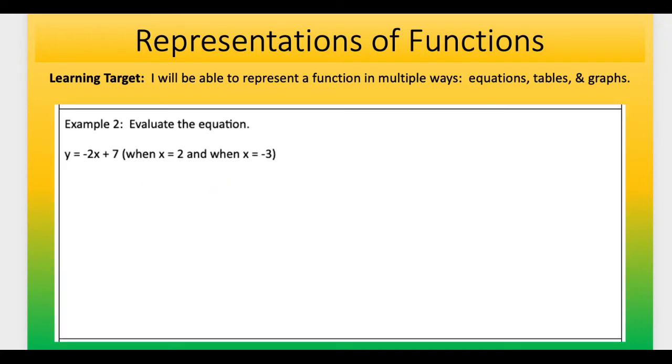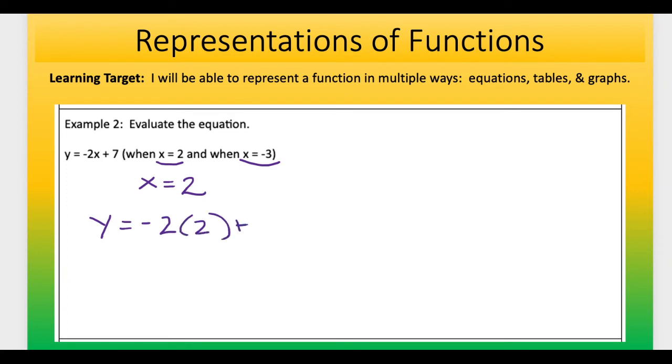In example 2, we're given an equation and we're asked to evaluate this equation when given certain values for x. So we are given 2 different values. We're given when x equals 2 and when x equals -3. So all we have to do is actually substitute both of these values into the original equation. So I'm going to have this as 2 separate problems. First, let's evaluate when x equals 2. So I'm going to rewrite the equation and I'm going to substitute the x with a 2 because that's the first value that we're given.